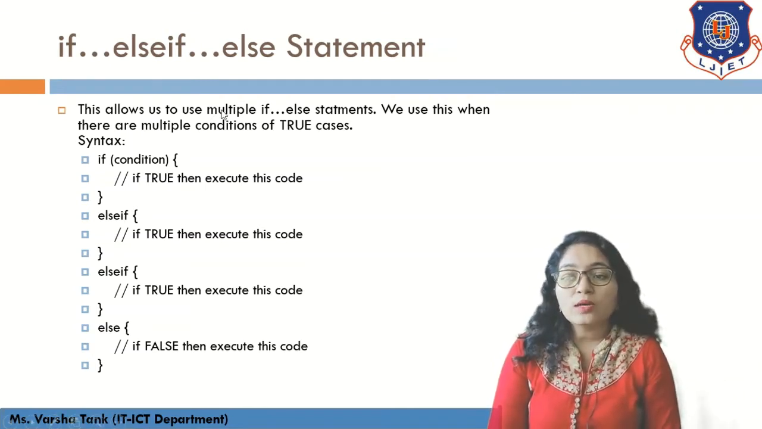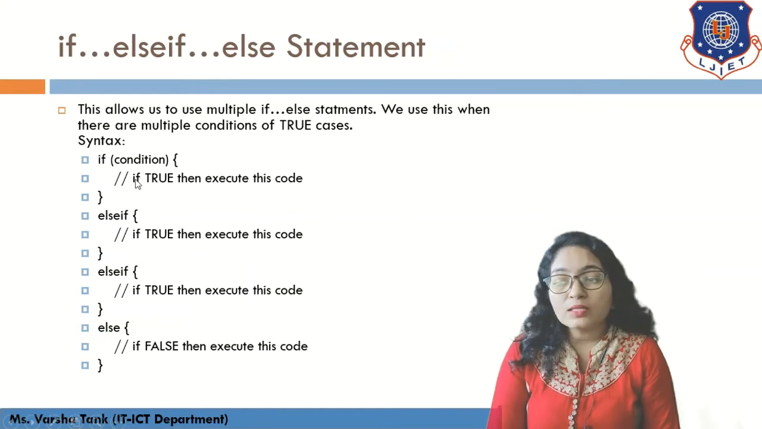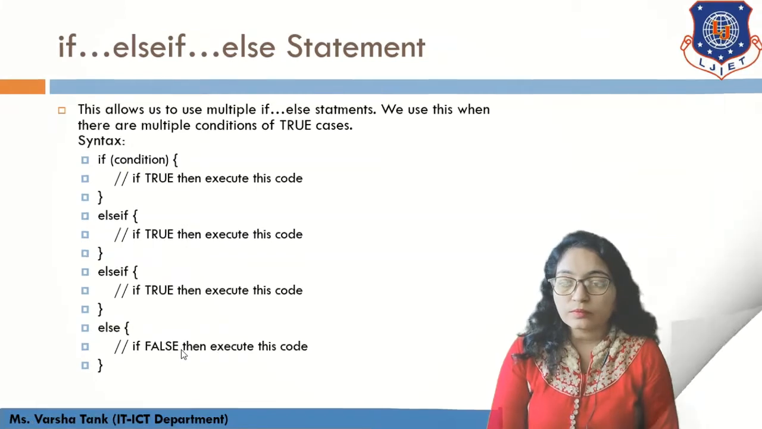This allows us to use multiple if-else statements. We use this when there are multiple conditions of true cases. Okay, so if condition, if true, then execute this. Else if true, then execute this. So likewise, if there are multiple true conditions, then you can use this else if ladder. And if any false statement is there, then you can execute this else code.